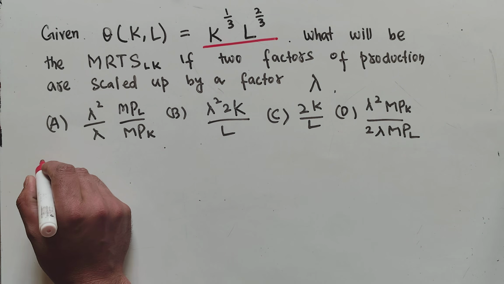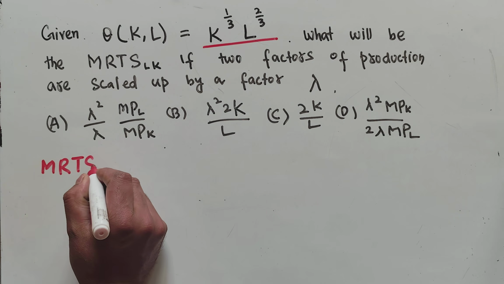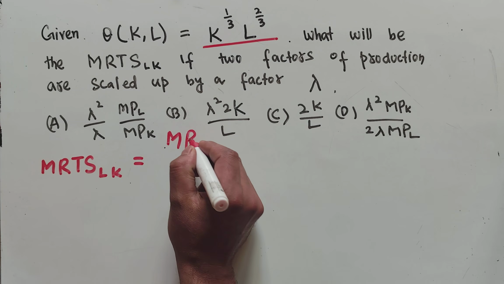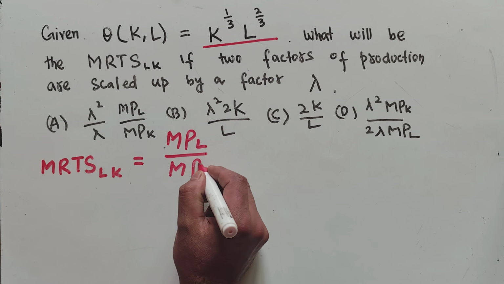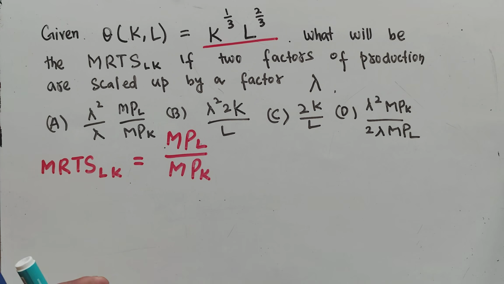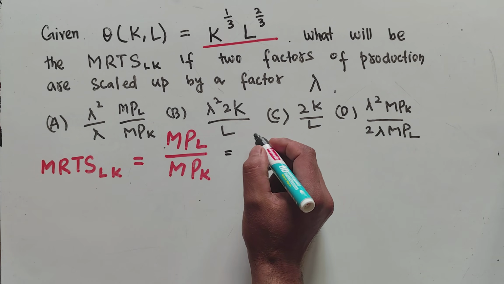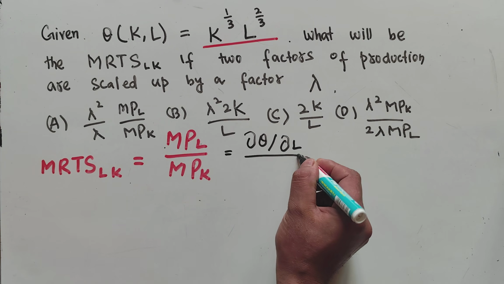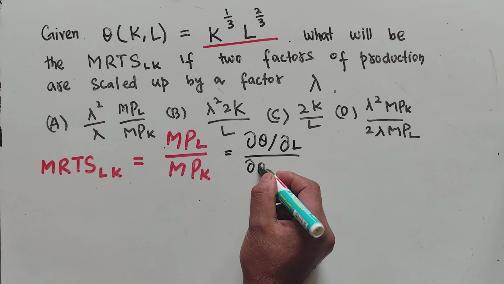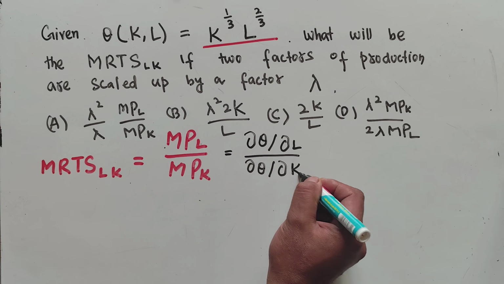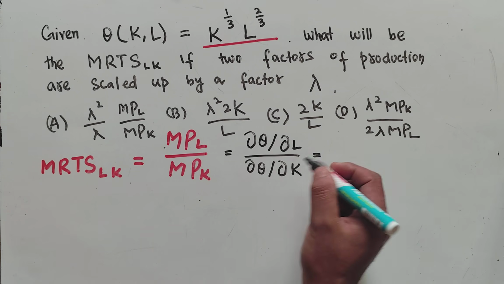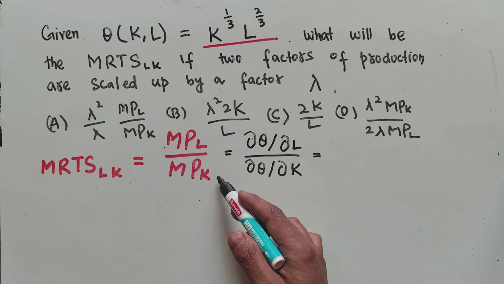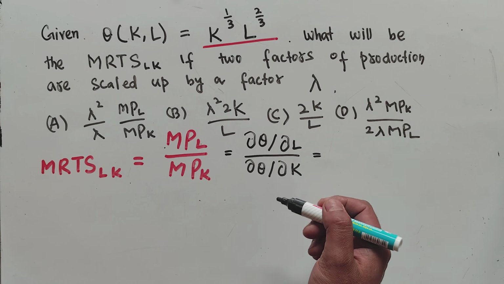Let's first find out the marginal rate of technical substitution between labor and capital, and we know it is a ratio of the marginal product of labor upon marginal product of capital. Marginal product of labor is simply the change in the output due to the change in the units of labor employed, and marginal product of capital is the change in the output due to the change in the units of capital employed. MPL means the partial derivative of the production function with respect to labor. MPK means the partial derivative of the production function with respect to capital.